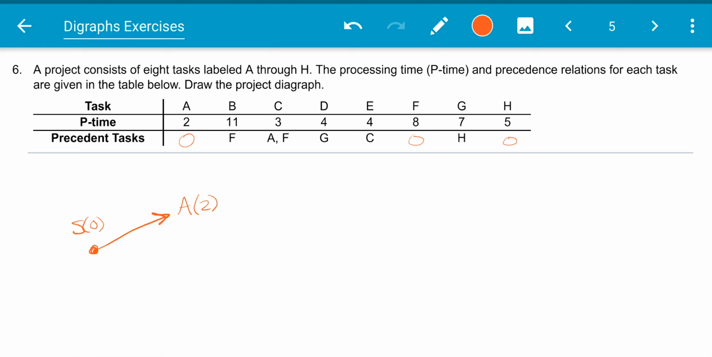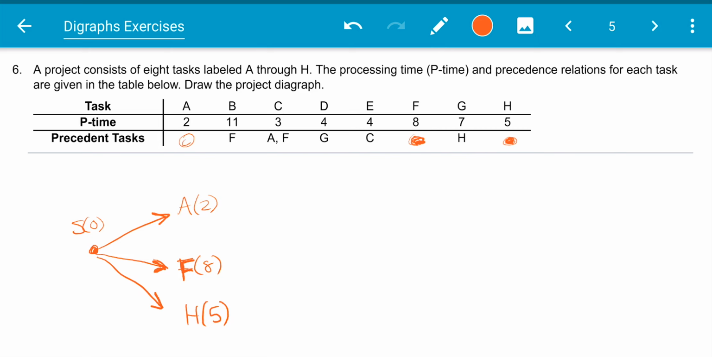And A takes us, we'll say 2 minutes. It's 2 units of time, but we don't know what kind of time it is. And then we're going to have F, because F is also blank right here. So F is 8 minutes. And then we're going to go from S to H, and H is 5 units of time, or 5 minutes. So now we've done all of our relations that don't require anything before it.